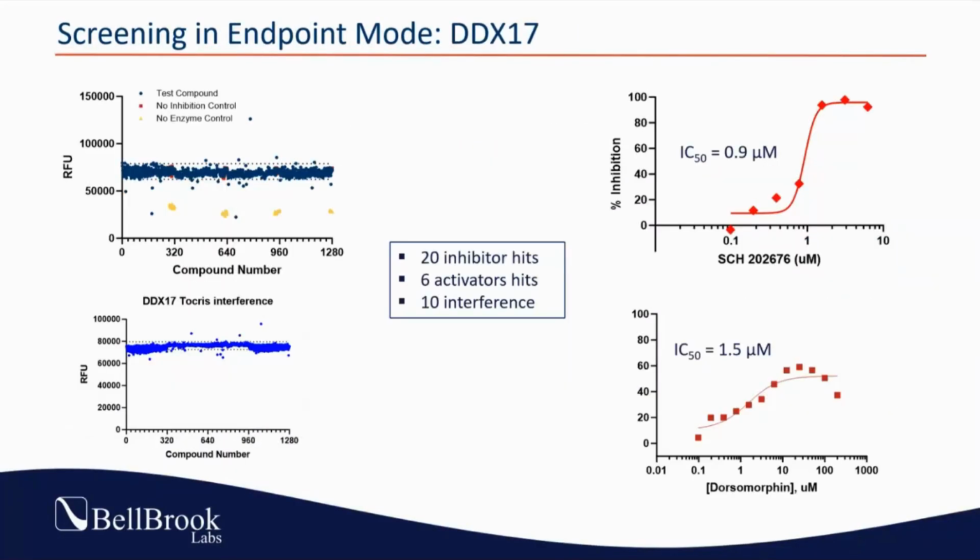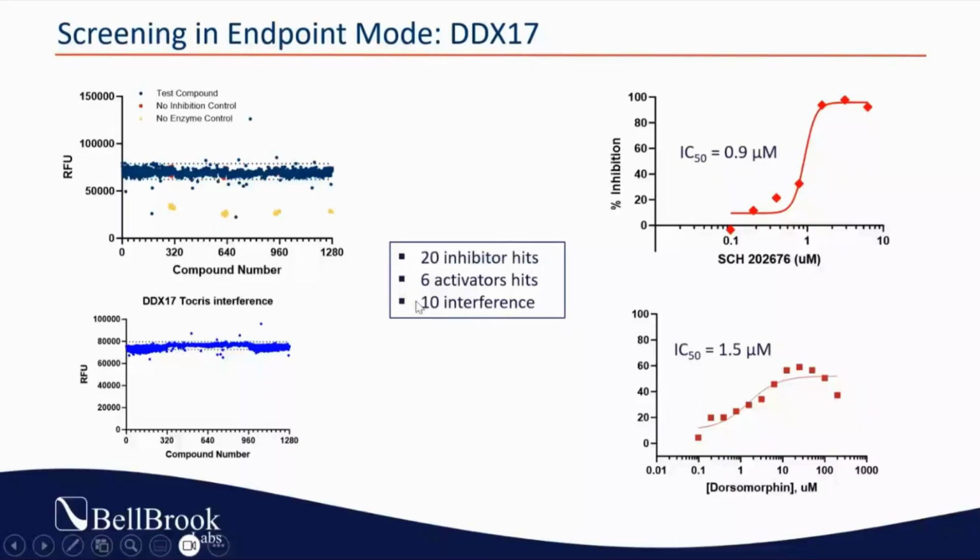So this is an example of a screen for DDX17 run in endpoint mode. And again, you can see very good tight clustering, and the Z prime on this was right around 0.9. So in this screen, actually, we identified a number of inhibitors as well as activators, which are interesting. This compound up here, I wouldn't pay too much attention to. That's almost certainly interference if it's up that high. Again, we can run a triaging, a counter screen for interference. And we did observe higher levels of interference in this screen than we typically do in a Transcreener assay.